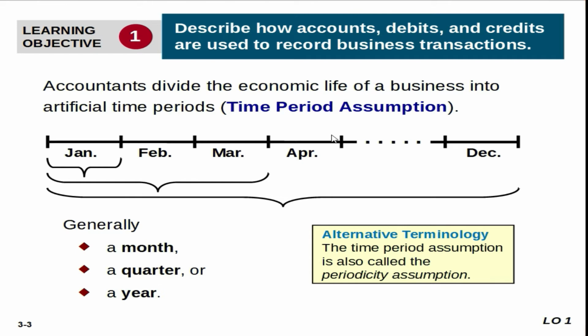Okay, 1 year, a quarter, a month. These are artificial time periods for financial statements. This is the time period assumption. That's all it is. The economic life of the business is divided into these time periods.